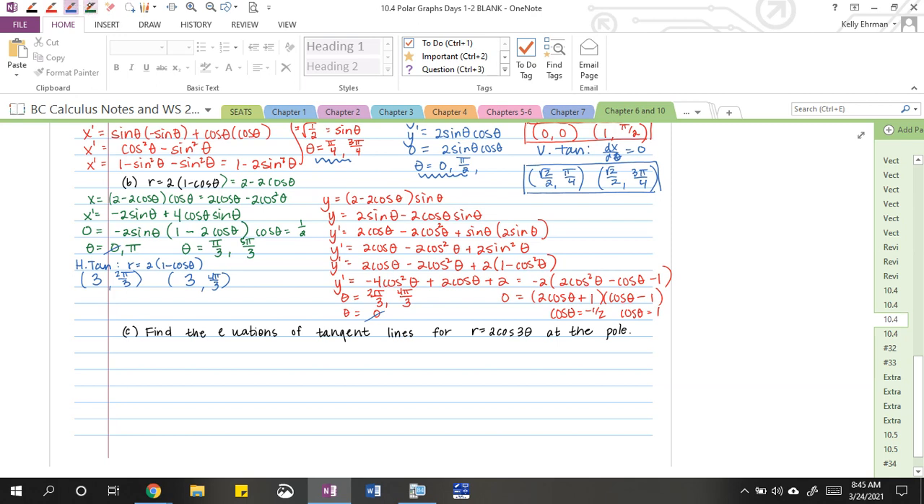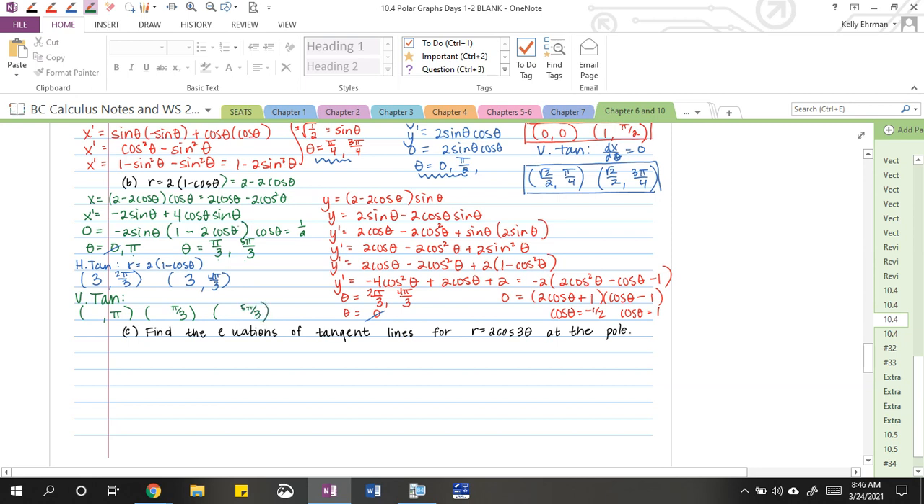And then where do we have vertical tangents? Anywhere where dx dt is equal to 0 and dy dt is not. So at pi, they both don't share that. Pi/3 is okay and 5 pi/3 is okay because those aren't our two angles here. So we've got a pi, we've got a pi/3, and we have a 5 pi/3.